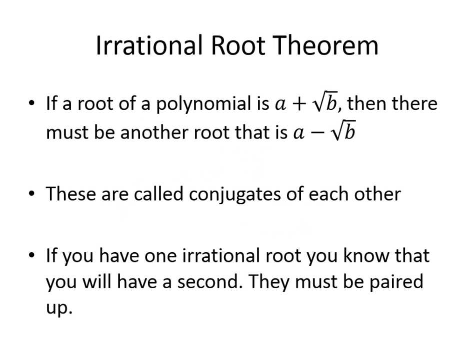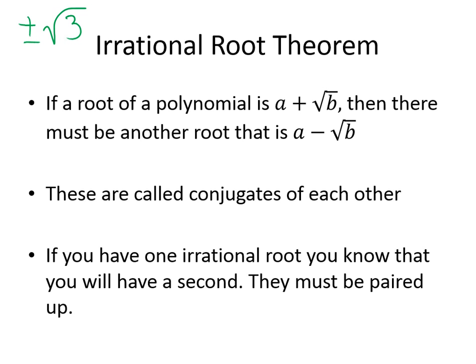Irrational root theorem. The irrational root theorem says that if you have a root of a polynomial that is irrational, so it has a square root, so a plus the square root of b, there must be another one that is the conjugate of it, which would be a minus. That's why if you remember our answers, whenever we had roots, we would go plus or minus, like plus or minus 3. We have a positive 3 and you have to have a negative 3. So if you have one root that's positive, you have to have the same root but negative.